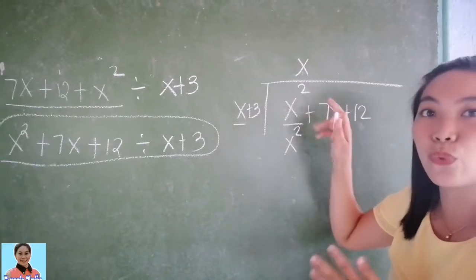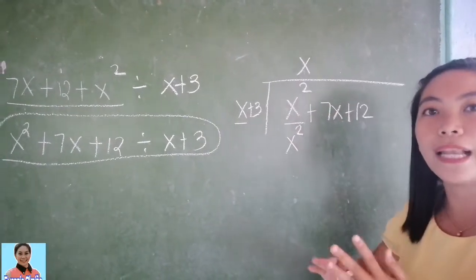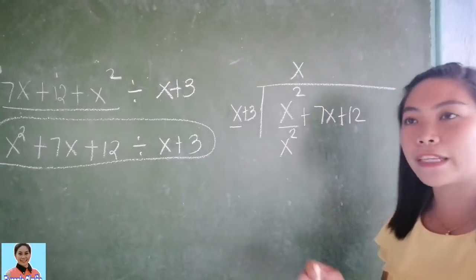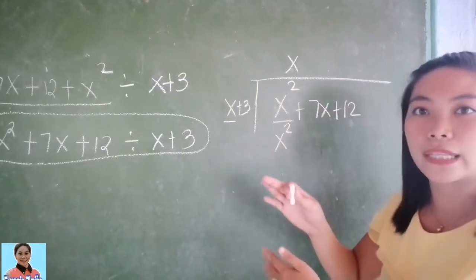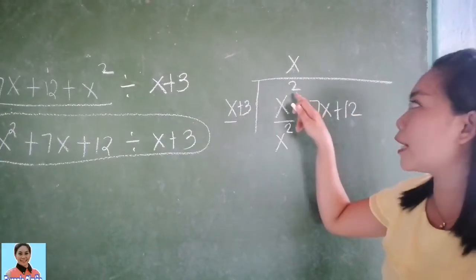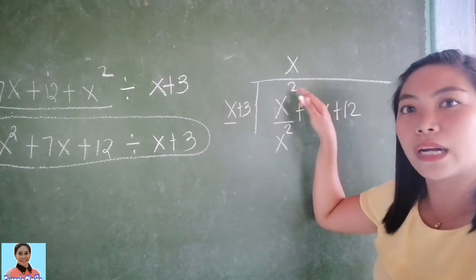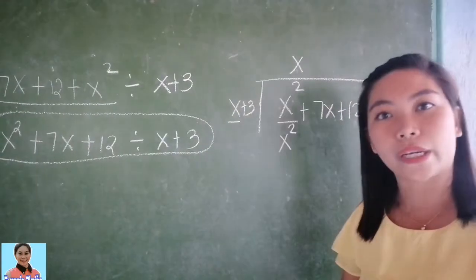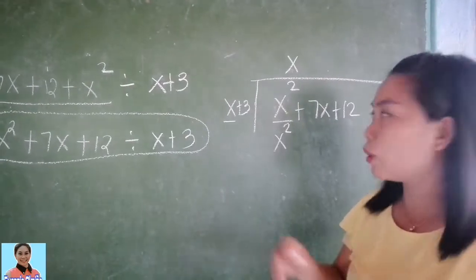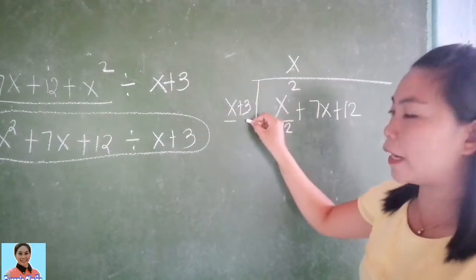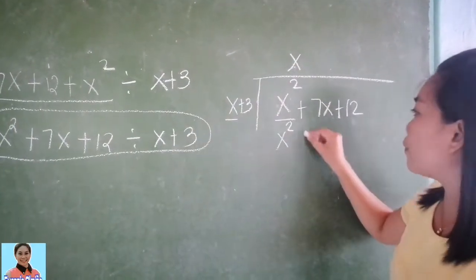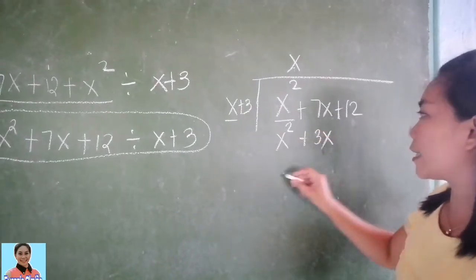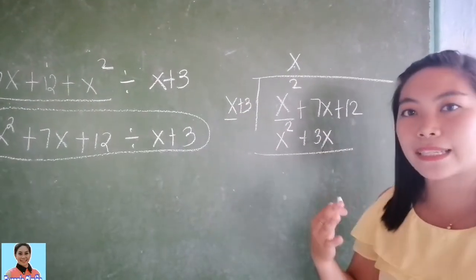Then, we have to align the monomials by their corresponding exponents. Halimbawa po, squared yung nasa taas po natin, yung nasa minuend, dapat po yung nasa subtrahend natin is squared din para po hindi tayo malito. So, we have x multiplied by positive 3, you have positive 3x. Now, what would be the next step?